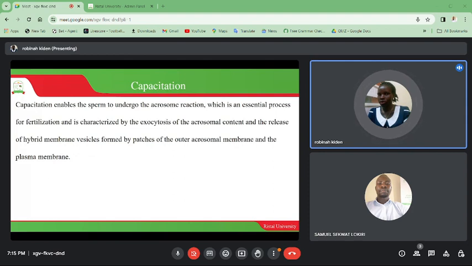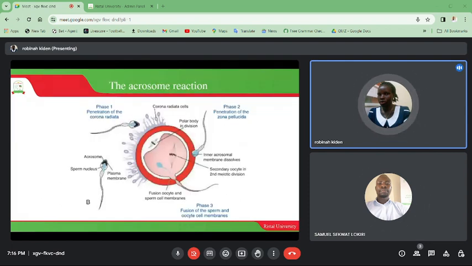Capacitation enables the sperm to undergo the acrosome reaction, which is an essential process of fertilization, and is characterized by the exocytosis of the acrosomal content, the contents of the acrosome of the spermatozoa are let out, and there is also release of hybrid membrane vesicles formed by parts of the outer acrosomal membrane and the plasma membrane.